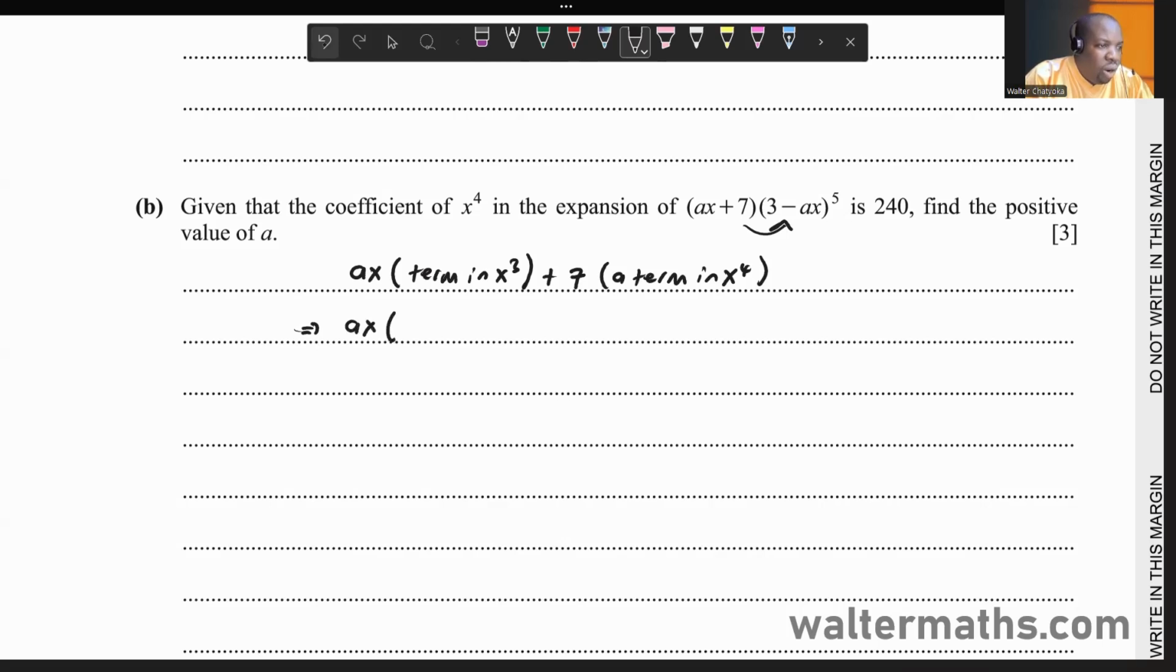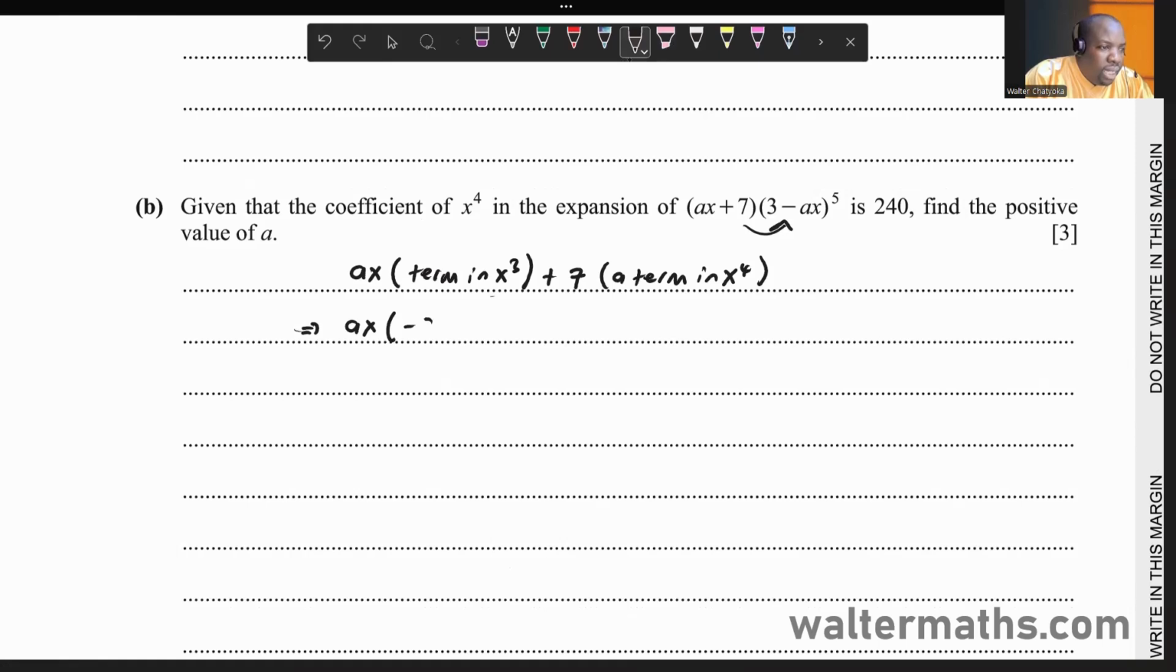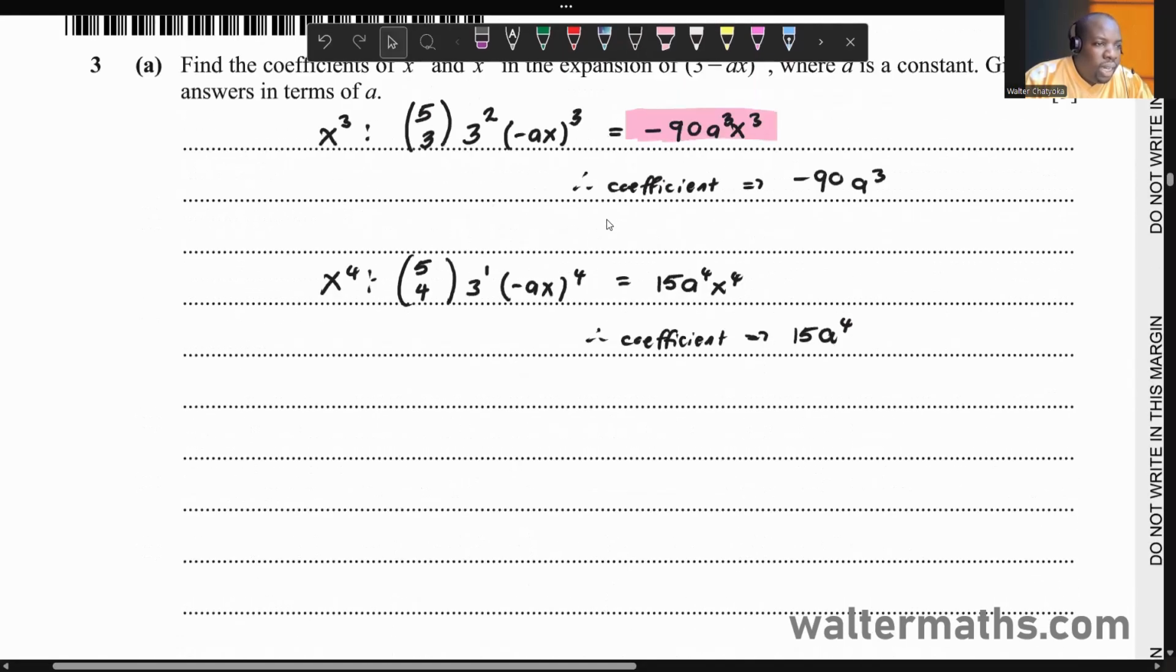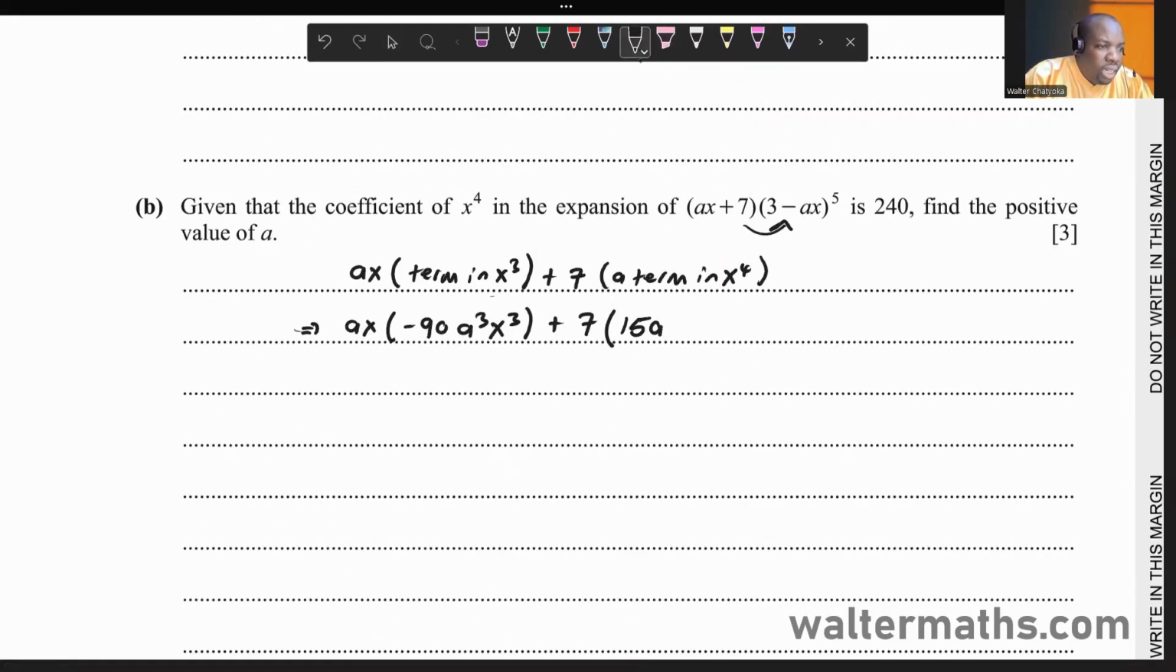So that would be ax of, now the term in x to the power 3 in the expansion of (3 minus ax) to the power 5, we already got it to be minus 90 a cubed x cubed. So minus 90 a cubed x cubed. Okay, and that's plus 7 times the term in x to the power 4 in the expansion, which is 15 a to the power 4 x to the power 4. So this is going to be minus 90 a to the power of 4 x to the power 4 plus 7 times 15, which is 105 a to the 4 x to the power 4. And minus 90 plus 105 is 15, so it's 15 a to the 4 x to the 4.